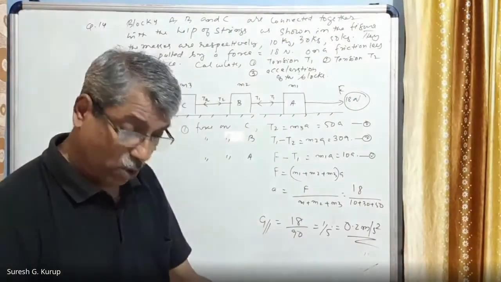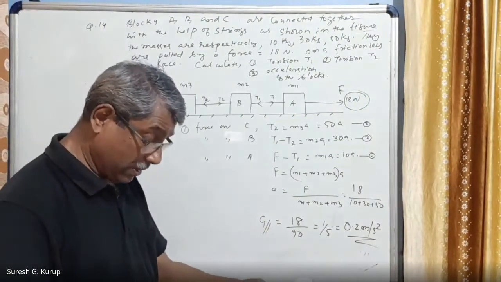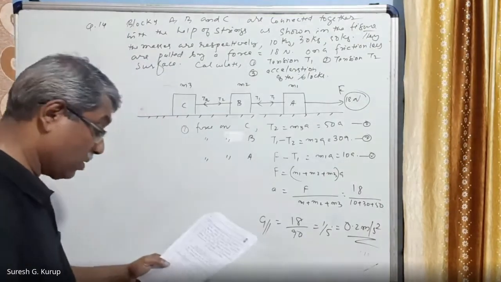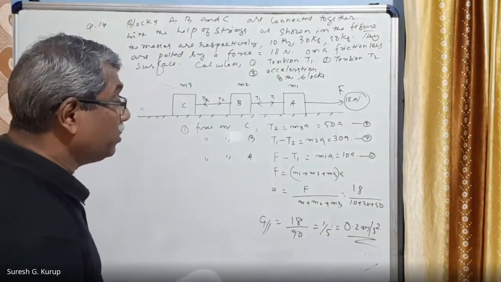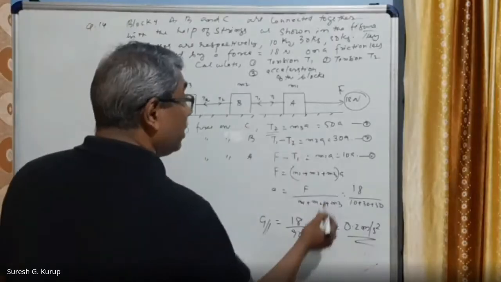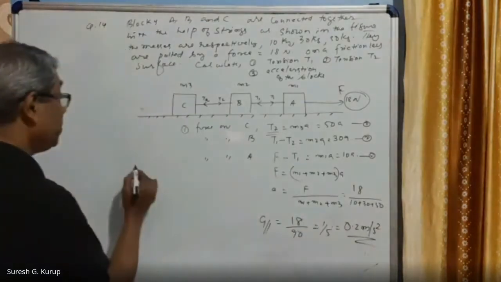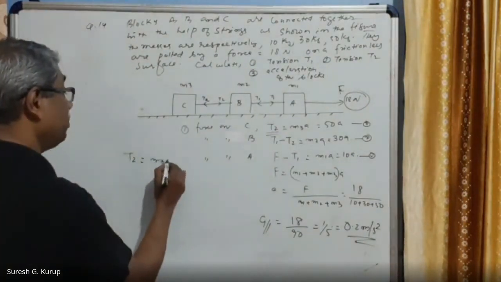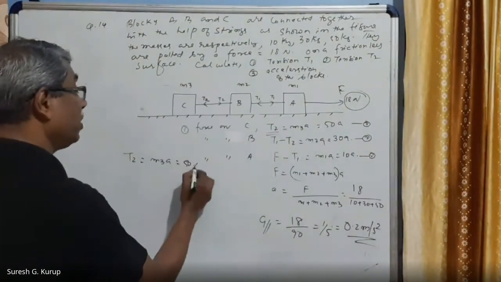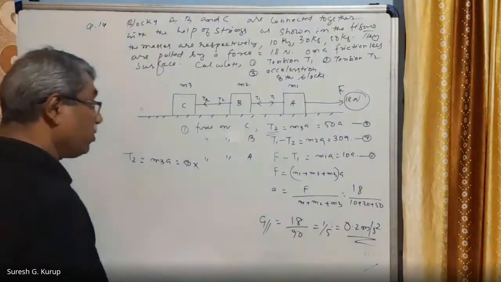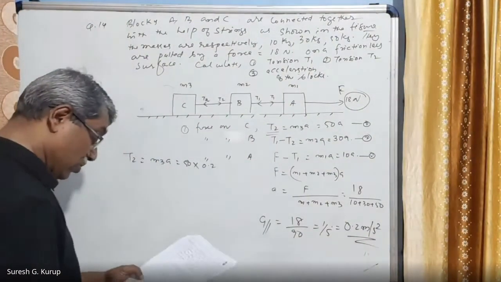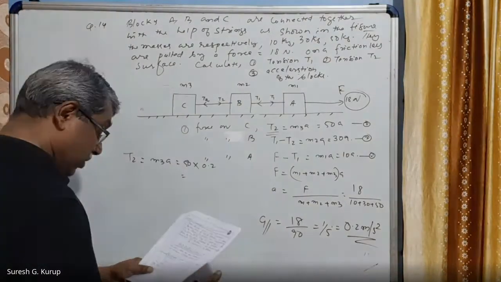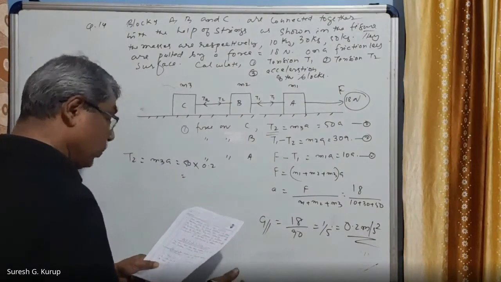Next question what I am going to tell is, the T1 and T2 also have to be calculated. Now T2, first T2 you calculate. You know the value of A. T2 is equal to M3 into A. M3 means 50, 50 into 0.2. That is equal to 10 Newton you will get.